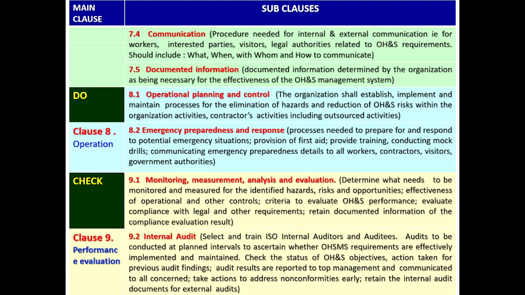Audit results are reported to top management and also communicated to all concerned. Verify whether corrective actions have been taken to address the internal audit finding. Retain relevant internal audit documents for external audits.